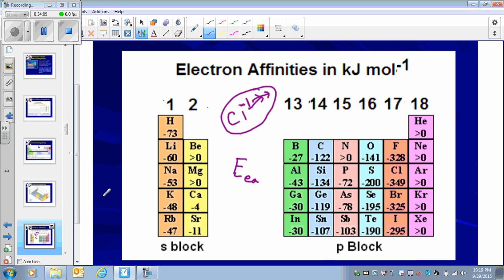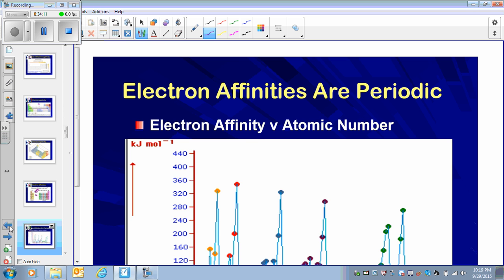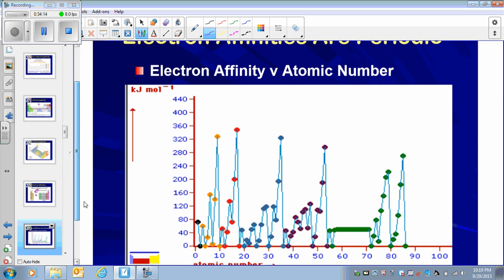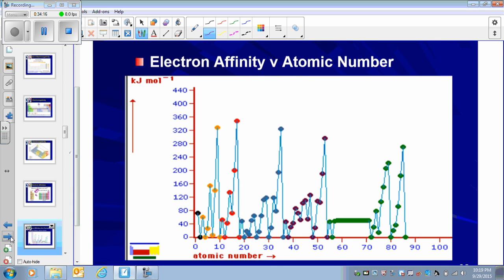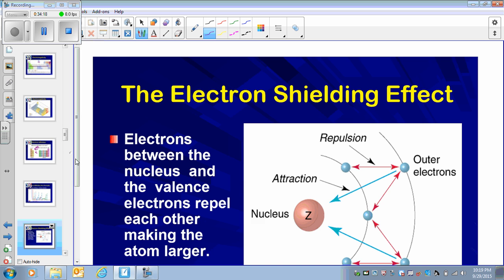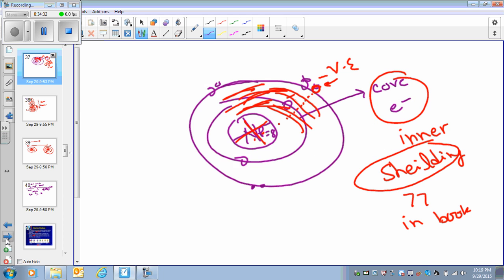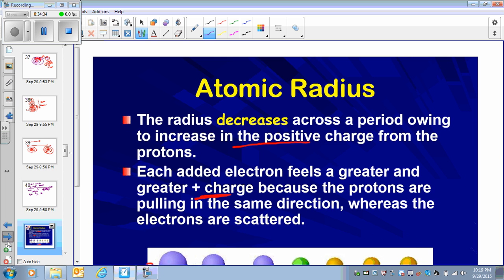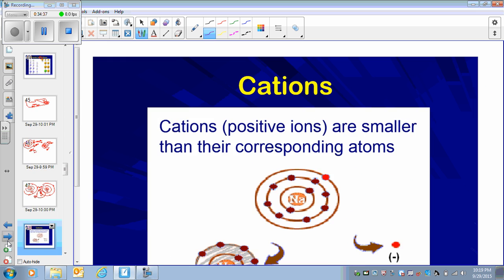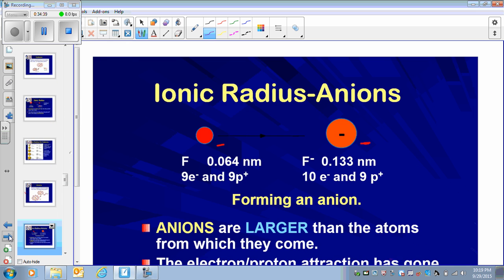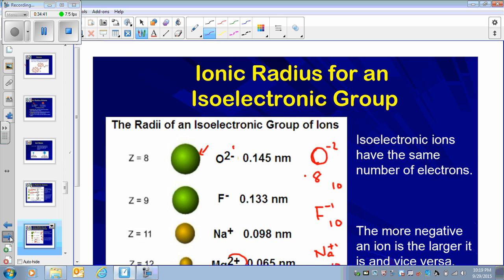The next thing we want to talk about, again, is the trends of electron affinity and atomic number. The shielding effect I have already explained, so I believe this is about it. We can go down and talk about the summary of it. For some reason this has stopped working. So let's talk about, in general, the summary of all of the trends that I talked about in this video.